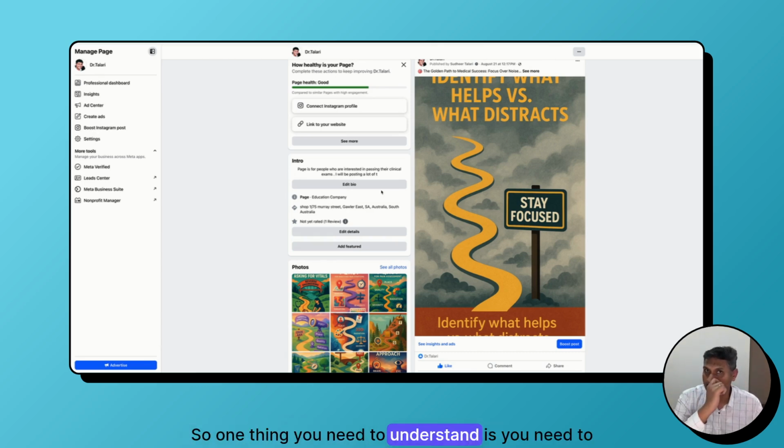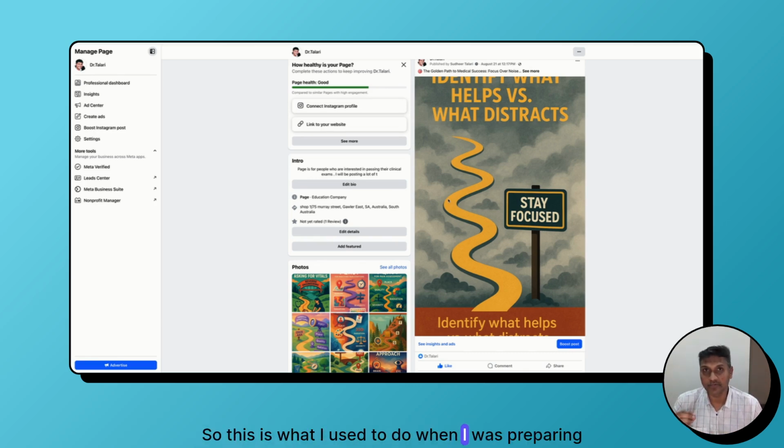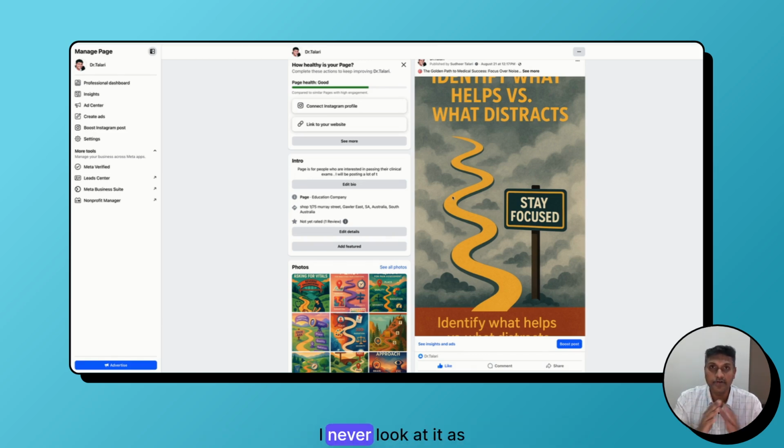So one thing you need to understand is you need to be focused on that particular task. Don't think about what happened in the previous one, what happened in the past scenario. So this is what I used to do. When I was preparing for my clinical exam, I used to take one task at a time. I never look at it as a 16 case exam or a 12 case exam or a 10 case exam. Any exam I do, I go with one task, this station. I'm not worried about any other station in the OSCE or clinical exam. I only focus on that station.